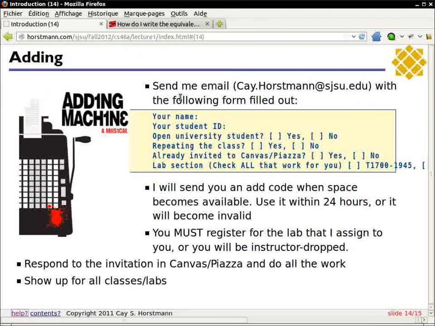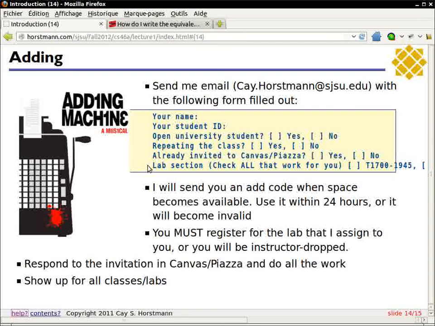Okay, adding. Those of you who want to add, copy and paste this form here into an email message, fill out the form, and send me the email message. I need to know your name, student ID, are you an Open University student, are you repeating the class? Are you already invited to Canvas or Piazza? I just want to know so that I don't send you a double invitation. And then most importantly, I need you to check all the lab sections that you are able to attend.